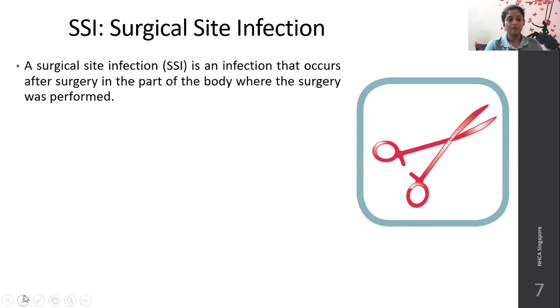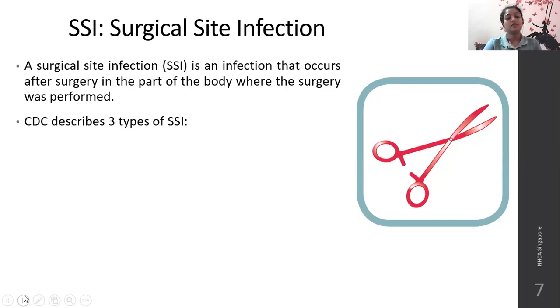Surgical site infection. Surgical site infection is an infection that occurs after the surgery in the part of the body where the surgery was performed. It's not like you have done an abdominal surgery and you've got an infection somewhere in your extremities. That will not be a surgical site infection. Where the surgery was done, where the incision was made, there after surgery infection happened. So that is surgical site infection.